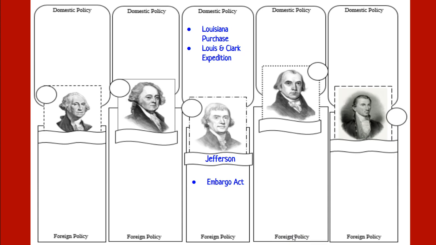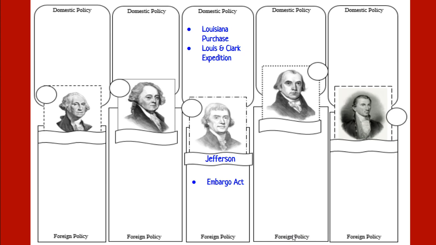He also passes the Embargo Act, and this is a part of his foreign policy. This is one of the more controversial actions that Jefferson takes as president. War had continued to rage between Britain and France, and British ships had started stopping U.S. ships to search for deserters from the British Navy. Sometimes they took Americans to serve on these British ships, and this practice of impressment, which is forced military service, is going to make the Americans very angry.